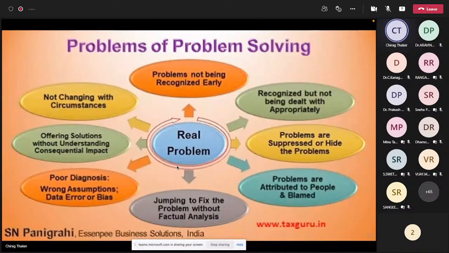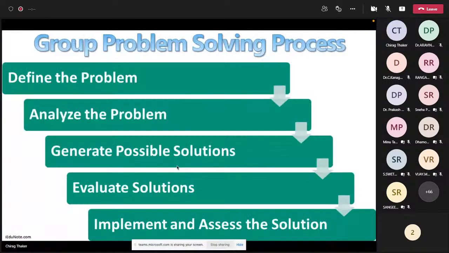So these are problems of problem solving. What are the problems of problem solving? Problems are attributed to people and blamed. That is also a problem of problem solving. Recognized but not being dealt with appropriately. It is also a problem of problem solving. Not changing with circumstances. It is also one problem of problem solving. Problems are not being recognized early. That is also the issue. So this is the group problem solving process.